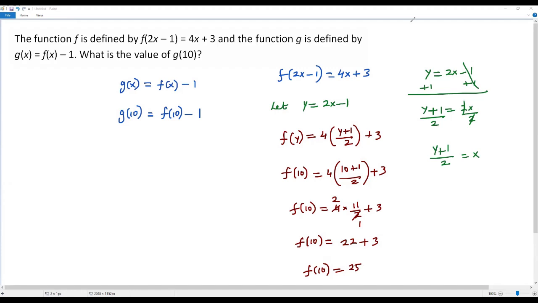Here I got the value of f of 10, that is 25. We can plug in this 25 for f of 10 over here. Then we get g of 10 equals 25 minus 1. g of 10 equals 25 minus 1, which is 24. Here I got the value of g of 10, that is 24.